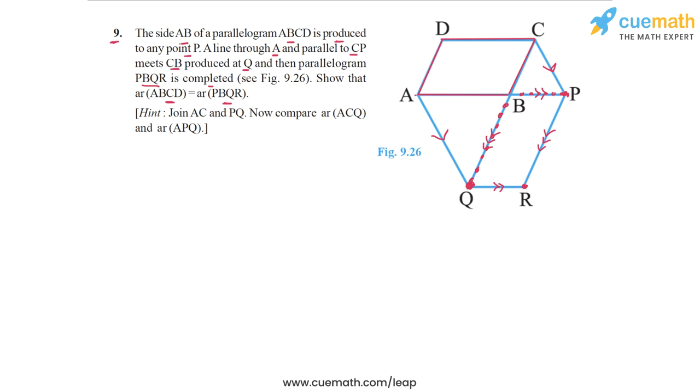We also have a hint that's given in this problem that says join AC and PQ. So let's do this. So we'll join AC to get this diagonal, and then we'll join P and Q to get this diagonal of the second parallelogram. And then it says now compare the areas of ACQ and APQ. So this is the approach that we are going to take.